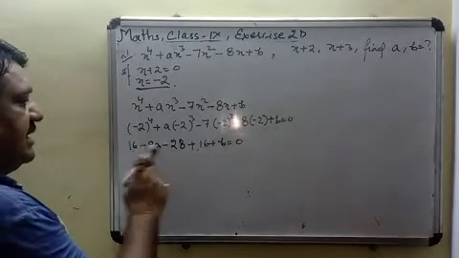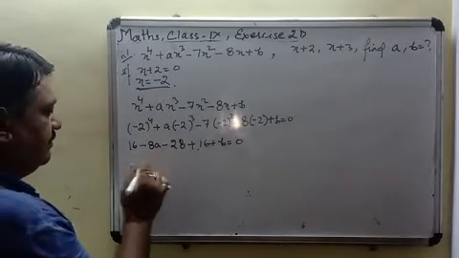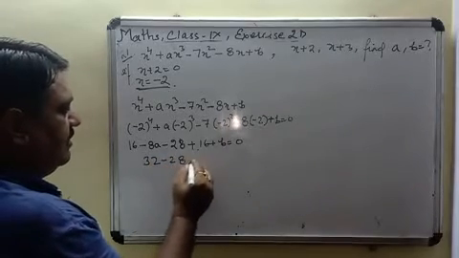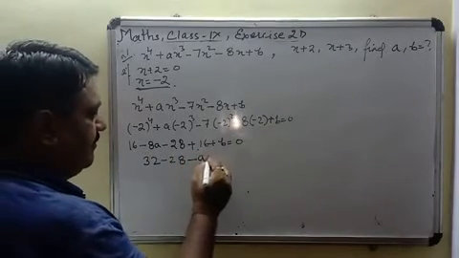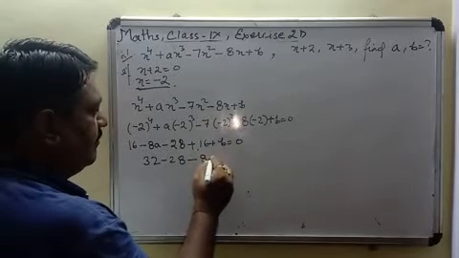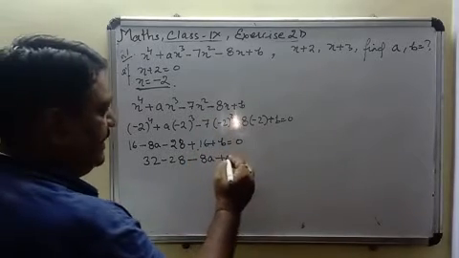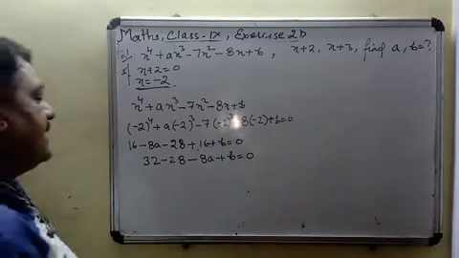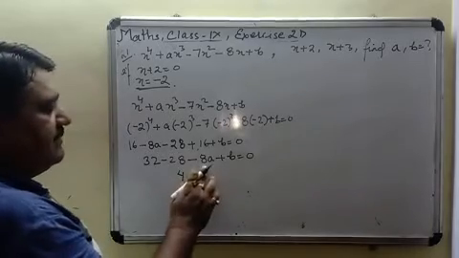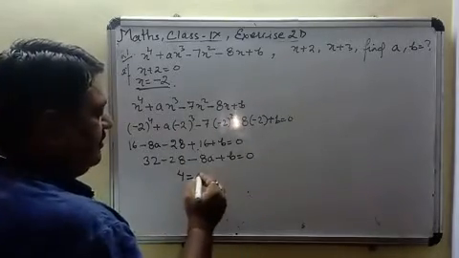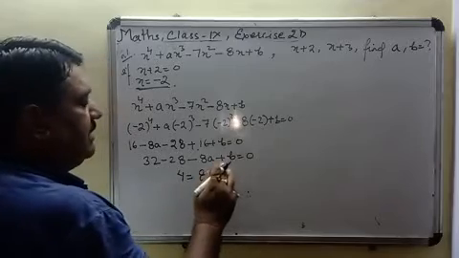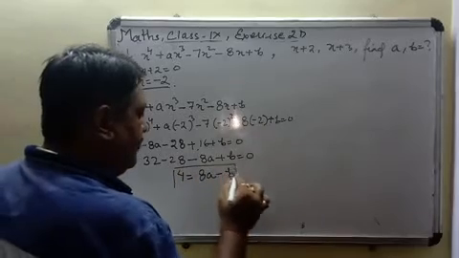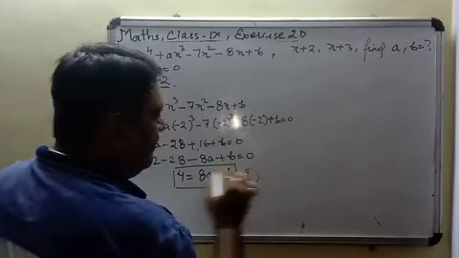We will be having 16 plus 16, 32. And 28 with negative sign. Minus this 8a and plus this one b equals to 0. 32 minus 28 is 4. I am taking this 8a onto the other side. This will become positive 8a, and b onto the other side. This will become negative b. So we have got the first equation here.